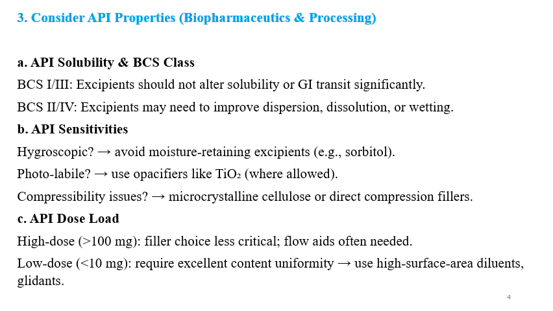Then API dose load. So how much is the tablet weight, capsule fill weight, or any other formulation weight, and how much is the dose load or API load in the formulation. So high dose is more than 100 mg, low dose is less than 10 mg, roughly I am saying. For high dose, filler choice is less critical and flow aids are often needed. Low dose requires excellent content uniformity, so use high surface area diluents and glidants. So depending on your formulation, the API load, and your manufacturing process, you can choose the excipients and their quantities.